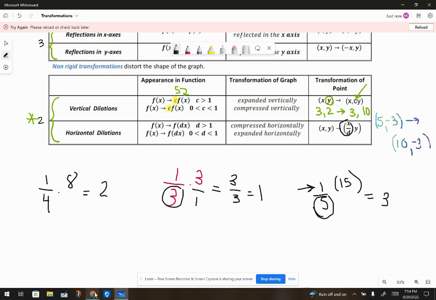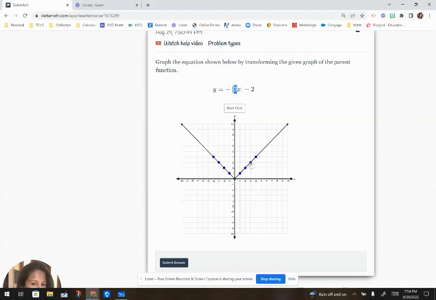So let's go back to our problem. We're going to multiply this x value by 1/3. So 3 times 1/3 is 1. So I'm going to change it from 3, 3 to 1, 3, because the x is what's changing. There you go. See? I'm going to show you again. It was at 3, 3, but then I'm changing the x to 1 because I had to take 1/3 of 3, and it becomes a 1.